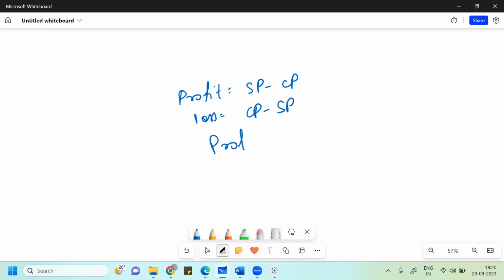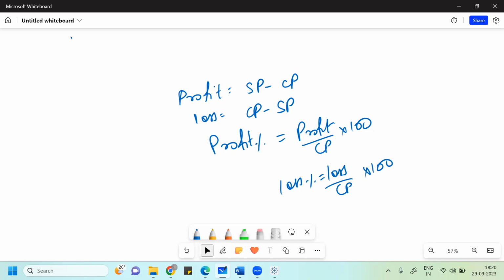Profit and loss, please understand. Profit or gain is equal to selling price minus cost price. Loss is equal to cost price minus selling price. Whenever we talk about profit percentage or loss percentage, it is always calculated on cost price. So the profit percentage would be profit by cost price into 100. Loss percentage would be loss by cost price into 100. You can easily calculate them.